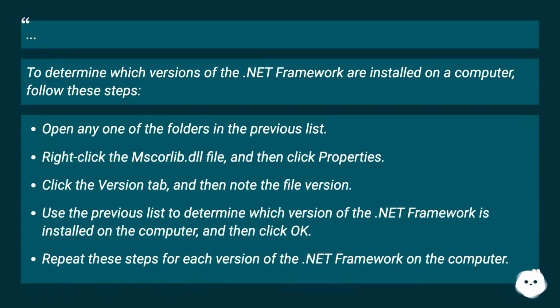To determine which versions of the .NET Framework are installed on a computer, follow these steps. Open any one of the folders in the previous list. Right-click the mscorlib.dll file, and then click Properties. Click the Version tab, and then note the file version. Use the previous list to determine which version of the .NET Framework is installed on the computer, and then click OK. Repeat these steps for each version of the .NET Framework on the computer.